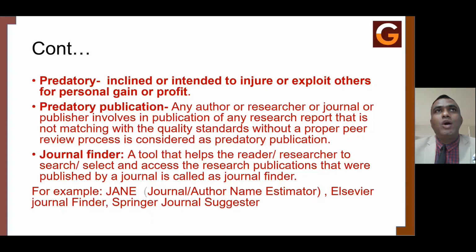There are sufficient revisions carried out, and it is published in a more structured way, meeting all the quality standards and protocols, which will help us have a significant impact from our publications. So predatory publications are any journal, author, researcher, or publisher involved in publishing research papers which are substandard in nature. Let us understand the concept of a journal finder. A journal finder helps readers and researchers to search, select, and access the research publications that were published by journals using the journal finder.